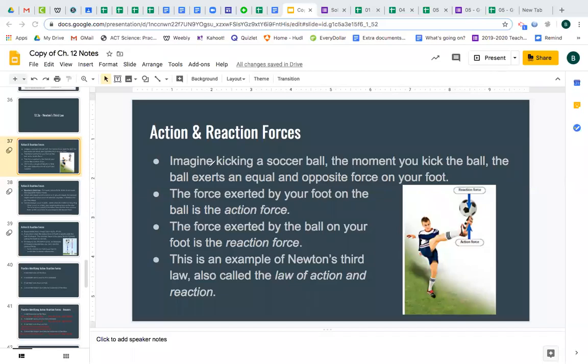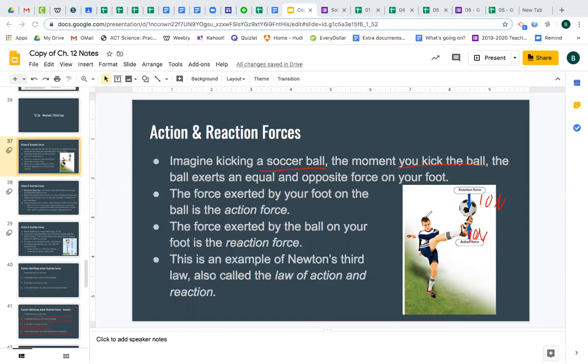First, imagine kicking a soccer ball. You kick a soccer ball into the air, and the moment you kick the ball, you kick it with a force, say, of 10 newtons vertically upwards. So this is 10 newtons upwards. The ball at the exact same time is going to exert a force of 10 newtons on your foot. And this is an example showing Newton's third law.